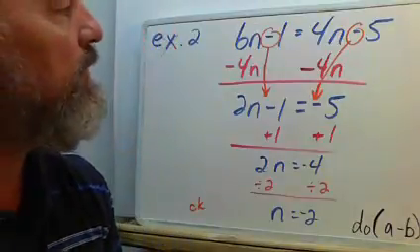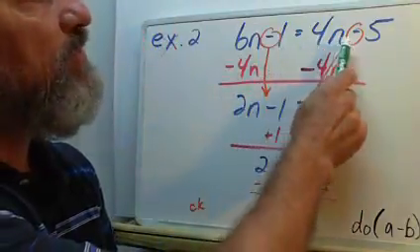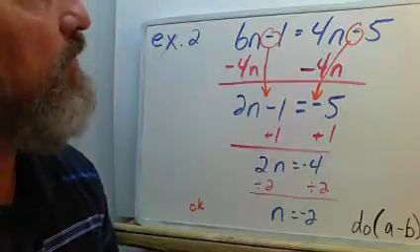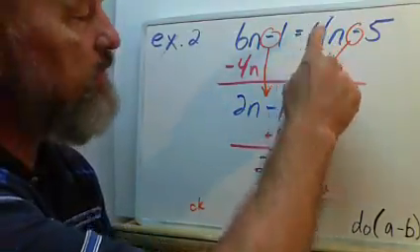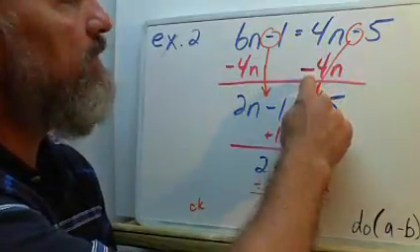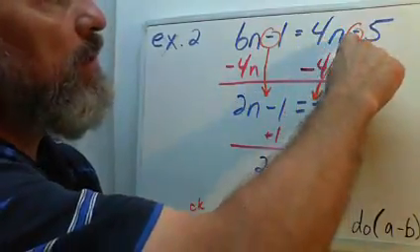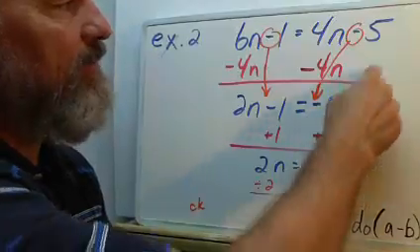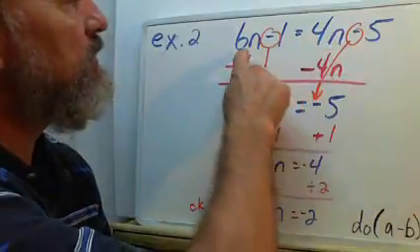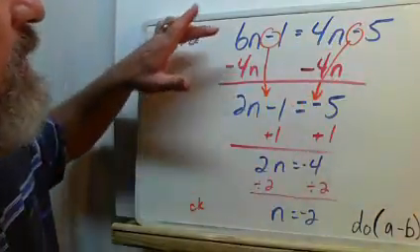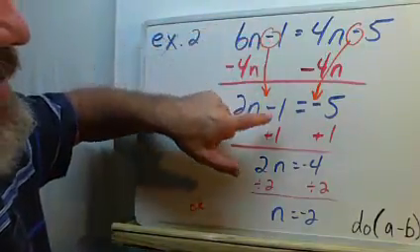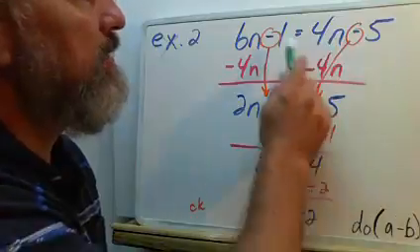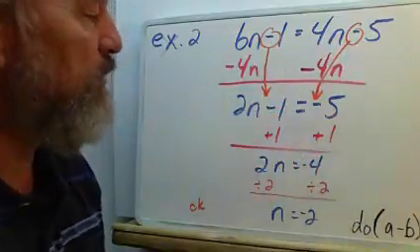Example number 2. 6n minus 1 equals 4n minus 5. Look for the smaller variable. The smaller variable is 4n. It's a positive 4n, so we need to subtract 4n to get rid of it. Subtract 4n here. We carry down the negative 5. We have negative 5 on this side of the equation. Subtract 4n from this side of the equation. 6n minus 4n is 2n, and we carry down the negative 1. Do not forget the signs when you're doing these types of problems.